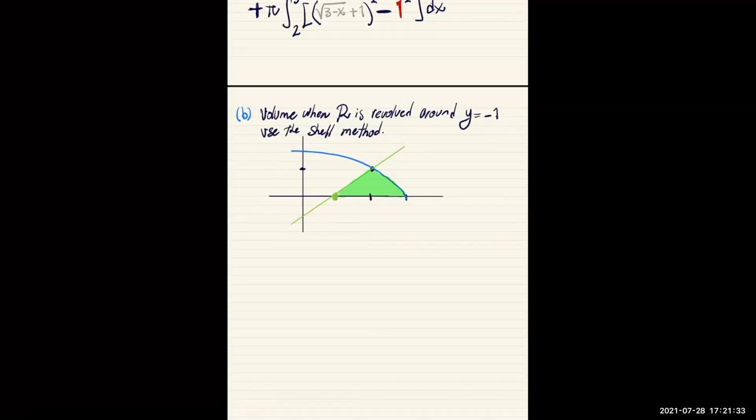So how does the shell method work? You're going to create shells when this goes around y equal to -1. Again, always draw the region, always draw the axis of revolution like that. Okay, so how are shells created? Just try things out. If you don't see ahead of time what happens when you do what, just try things out. Just do trial and error, and it takes seconds.